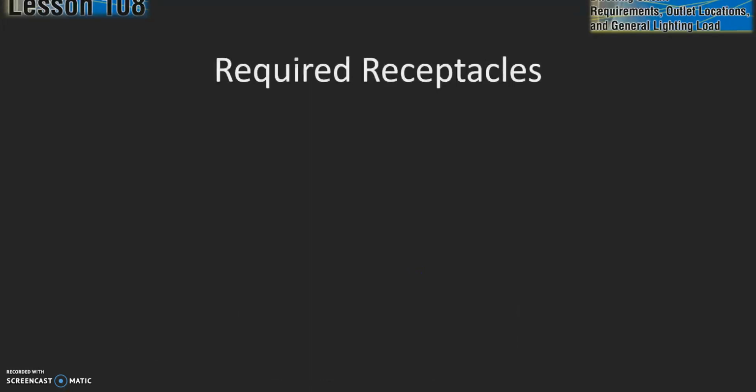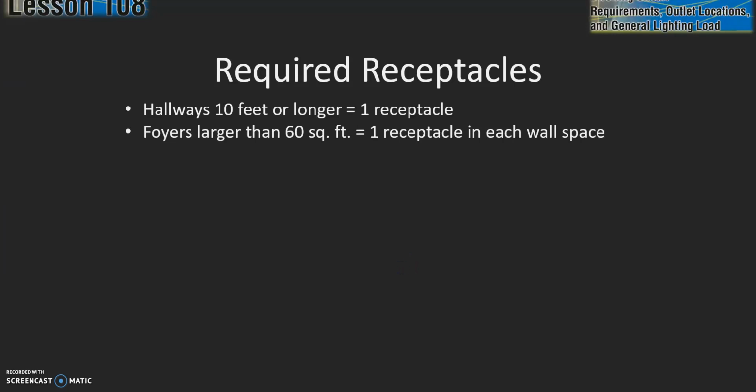So, required receptacles. We talked about spacing, but now, what rooms do I need receptacles in, maybe how many, that sort of thing. And this is a pretty long list again. Be sure to read the textbook here carefully. But any hallway 10 foot or longer, I need at least one receptacle. Okay, that's the minimum. I never have to go above one receptacle. If it's 20 feet, 30 feet, 40 feet, the only rule is 10 foot or longer, I need one minimum. So a 100 foot hallway, I still only need one. And that's important to remember, it's all minimums here. We can always go above that.